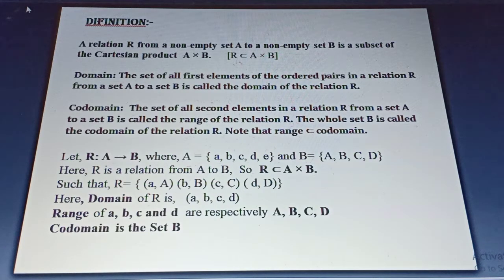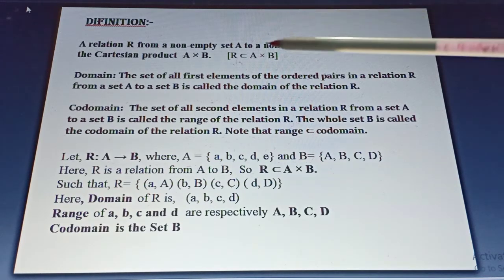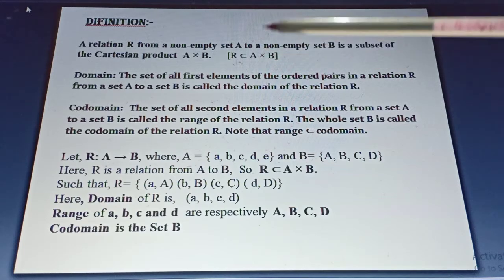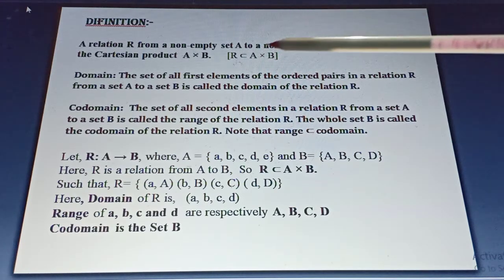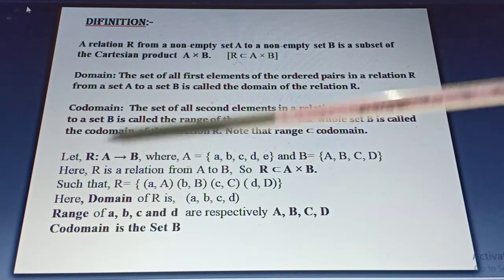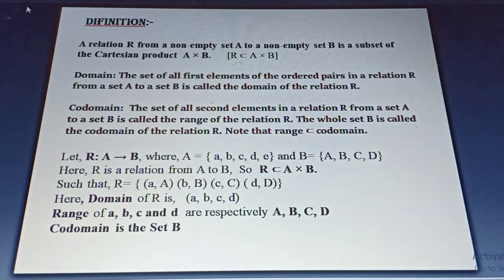Now coming to codomain. Codomain is the set of all second elements of relation R from a set A to a set B. Codomain always represents the set B, that is, all the elements of the set capital B. Here one example is given, and I hope all of you will understand. R is a relation from A to B, so here B will be the codomain of R.